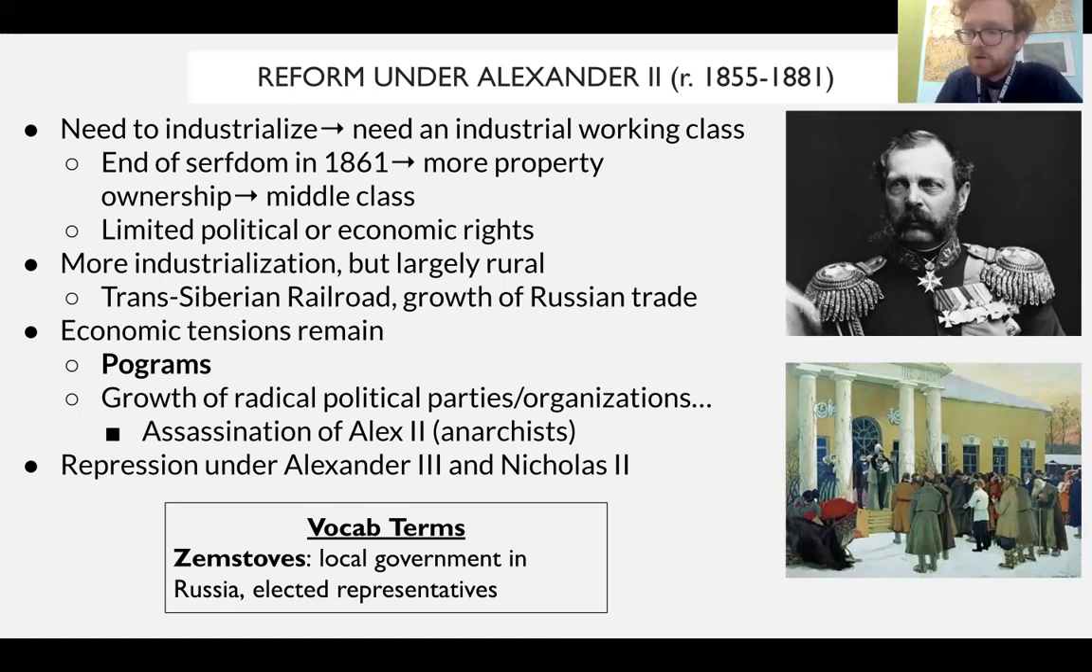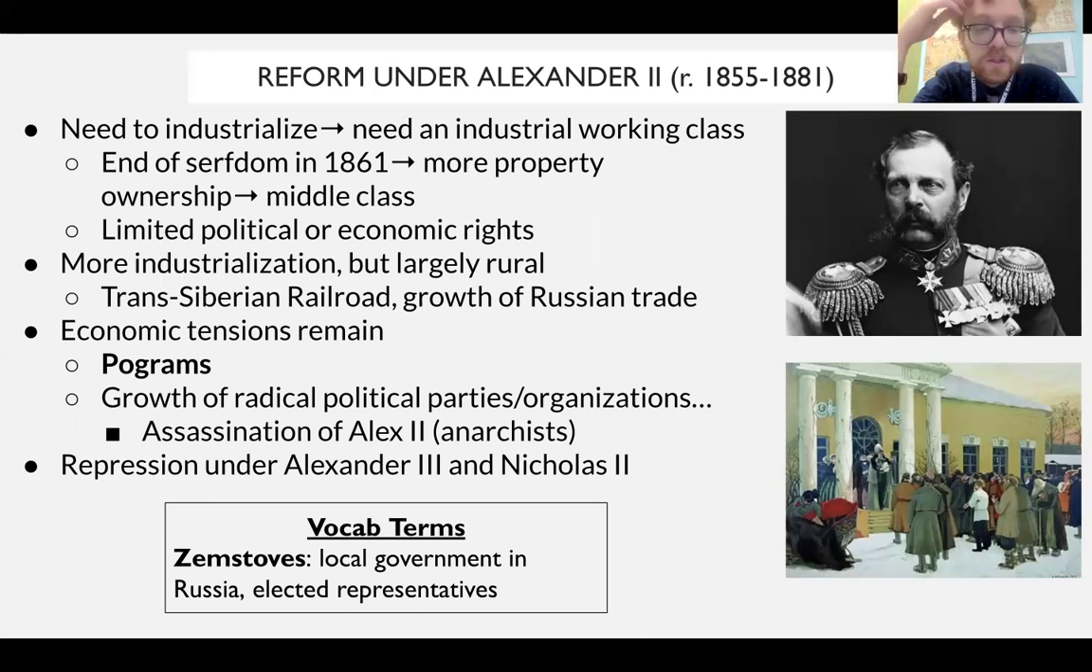Alexander is going to want to industrialize, but he's going to say that serfdom is a prevention of industrialization. Serfdom doesn't allow for a working class to emerge. So he is going to get rid of serfdom. That's pretty cool in the 1860s, way before the United States got rid of slavery.